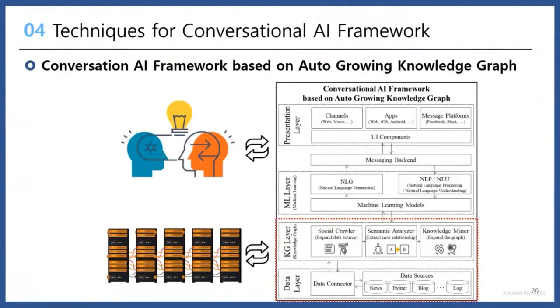This is a conversational AI framework based on an auto-growing knowledge graph. The red dotted box below is the Polaris X part, and consists of a machine learning layer and a presentation layer on it. A conversational AI framework can be constructed with this architecture.